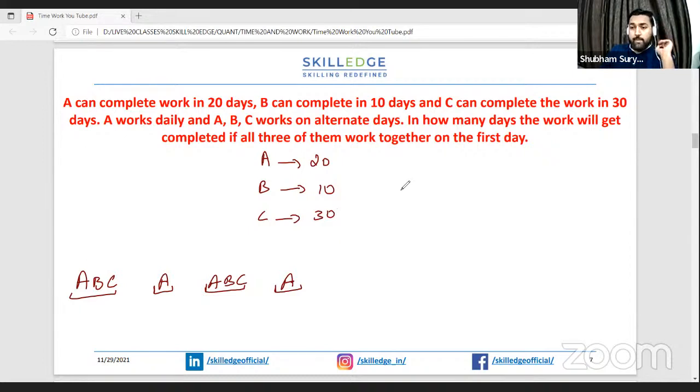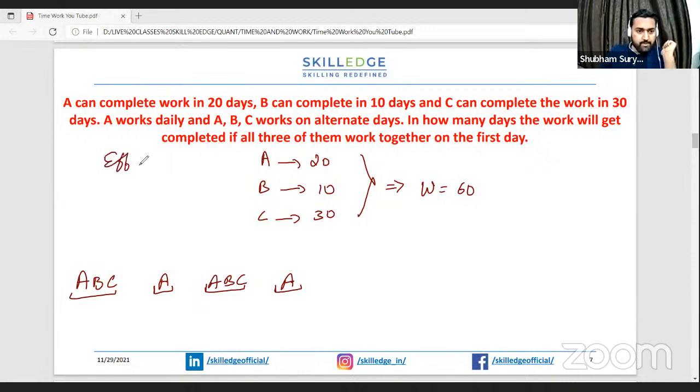Now, in order to solve this question, we need to assume the work to be something, and it has to be a multiple of all these three numbers: 10, 20, and 30. You can go for the number 30. You can also go for the number 60. Let's assume the work to be equal to 60 units. Even if you take the total to be equal to 120, you'll get the same answer. Okay. So work assumed is equal to 60, guys.